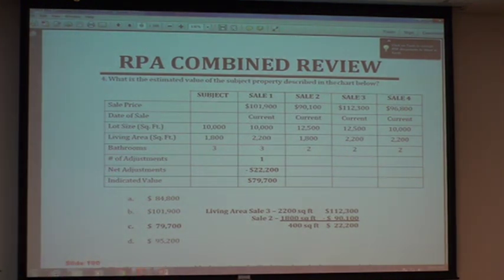Let's talk about the bath. You couldn't find a problem with the bath. Which two sales are the same except for the bath? Is it 1 and 2? No. 1 and 3? 1 and 4. So what's the bath worth? What's the difference in 1 and 4? $5,100 for the bath. Okay?